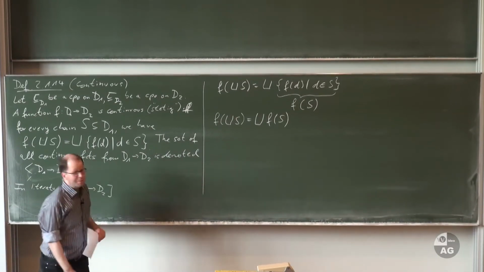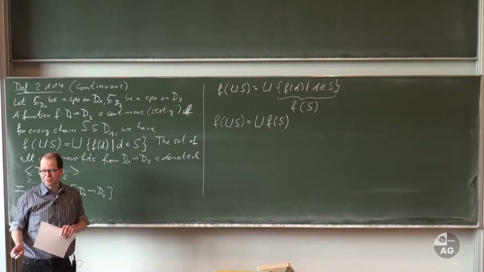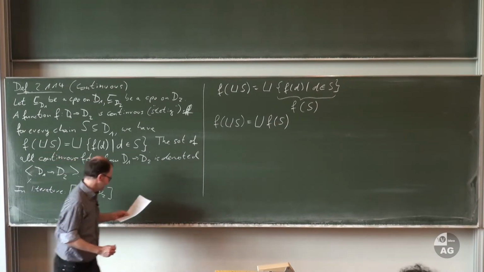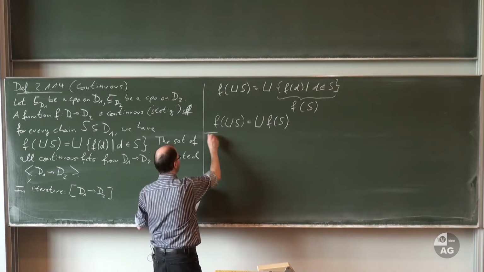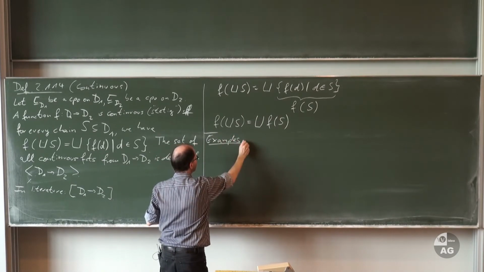Okay, now some examples. First, some very easy examples, and then an example which is monotonic but not continuous. So let's look at some examples and look whether the functions are continuous or not.